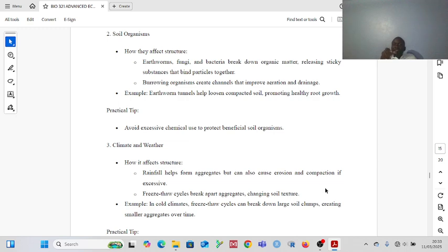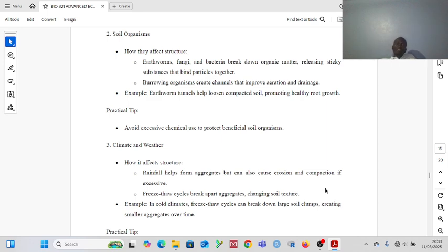Those channels are in the soil because the burrowing animal moves through underneath. As it passes, it creates gaps, paths, or holes within the soil. Those holes help to improve the flow of air and even the drainage within that particular soil.